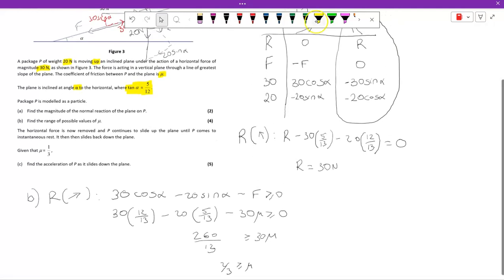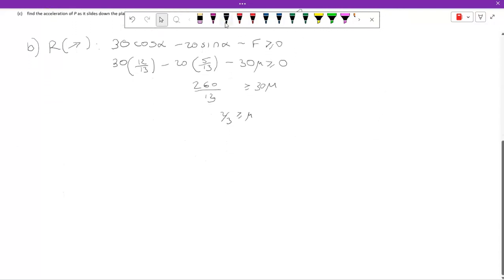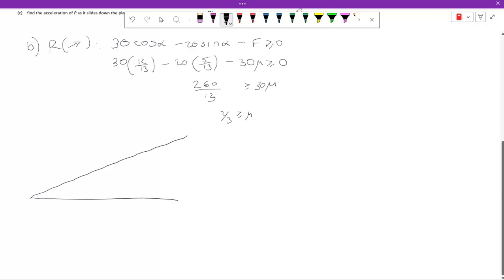Part C, we're told that the horizontal force is now removed. The particle continues to slide up the plane until it comes to instantaneous rest, and then it slides back down the plane. We know that mu is 1/3. Find the acceleration as it slides down the plane. Okay, so we've got a new diagram. The situation has changed. The horizontal force is now removed. We're only interested in when it slides down the plane.